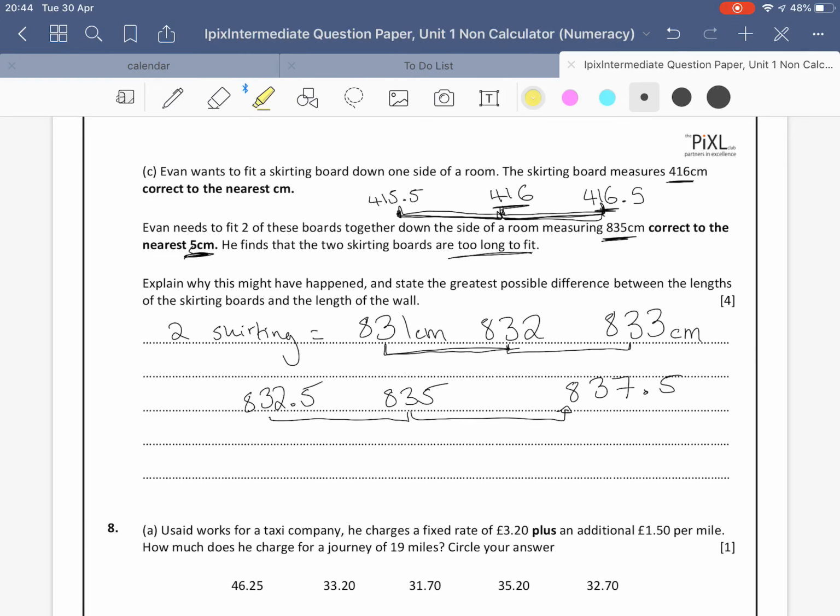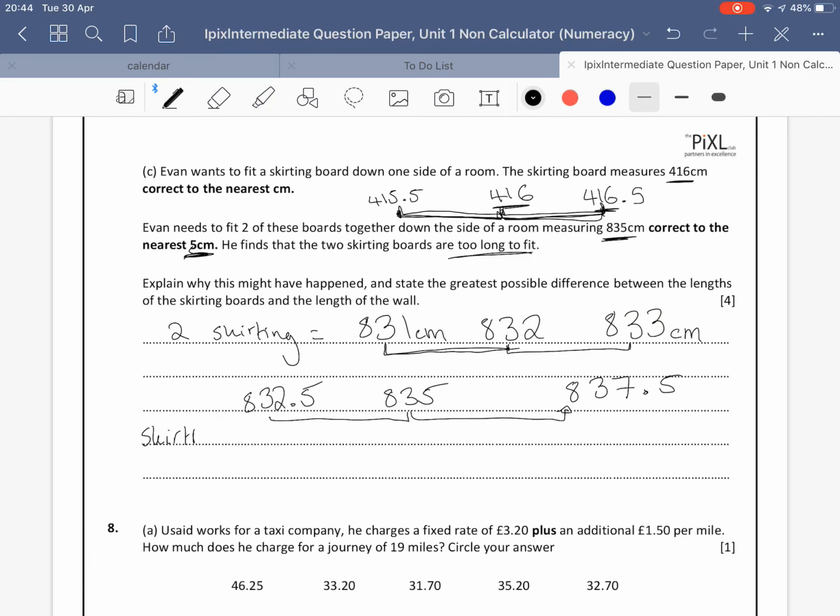So you can see that if the skirting boards are going to be too long, the skirting boards would be at their maximum, and the distance of the wall could be just under, couldn't it? If the skirting boards are 833, but the distance is only 832.5, then the skirting boards are going to be too long. I've just proved it there. The skirting boards could have used the upper bound, and then the wall could use its lower bound. Should we write a statement just to say that?